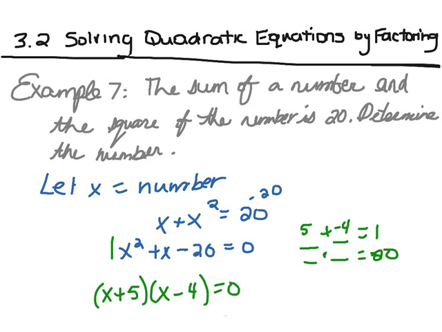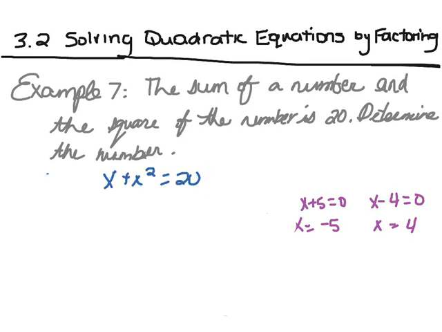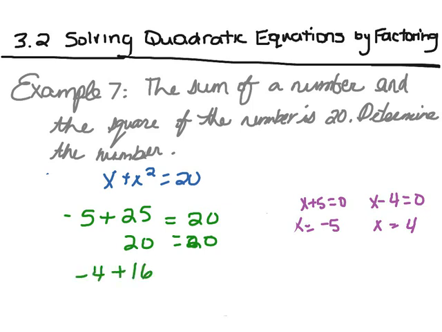So to solve this, we want to go x plus 5 equals 0 and x minus 4 equals 0. So x either has to be negative 5 or positive 4. And we'll test it. With x as negative 5, negative 5 plus the square of 5, which is 25, is 20. And with positive 4, 4 plus the square of 4, which is 16, is 20. So both of these work.